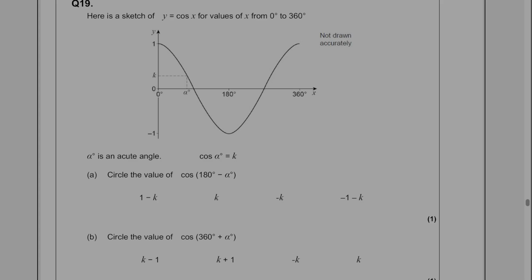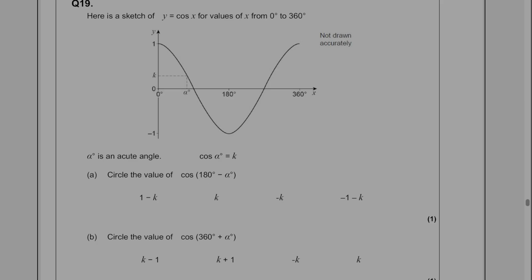Here is a sketch of y is equal to cos x for the values of x from 0 to 360. So starting at 1, and the pattern repeats itself every 360. Is that an A or an alpha? Either way, we'll call it A. A is an acute angle. Cos of A is equal to x.